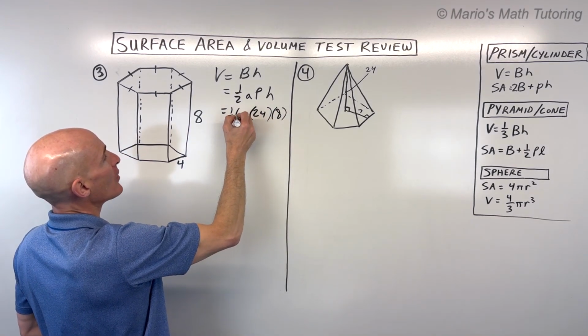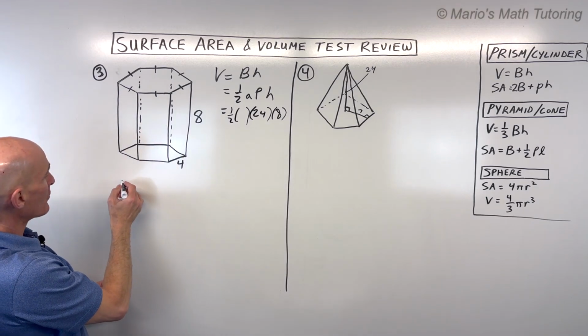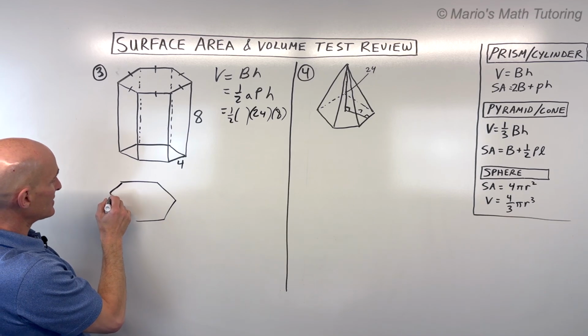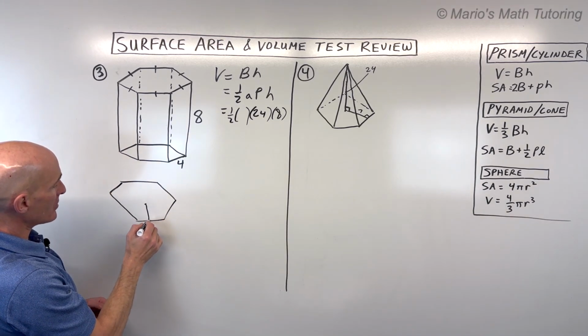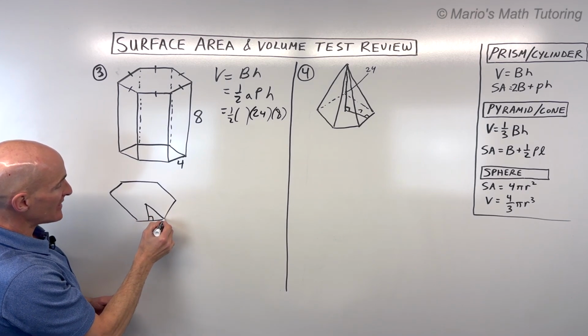All we have to do now is find the apothem. Now, what is the apothem? The apothem, you remember probably from earlier in your class, it's basically this distance right here, perpendicular from the center to the side. So you don't want this dimension, that's the radius.